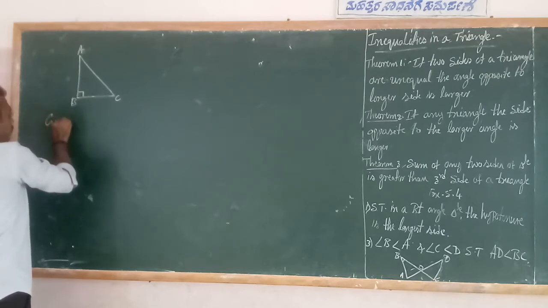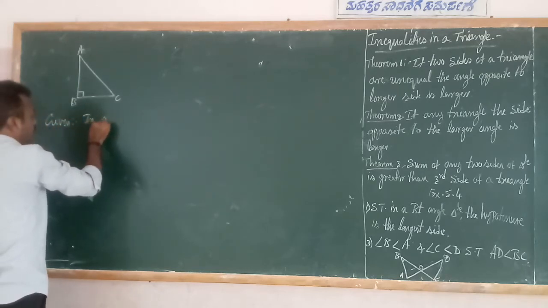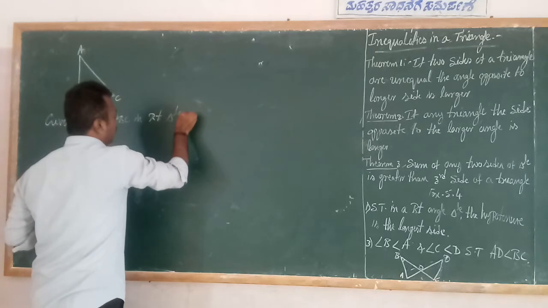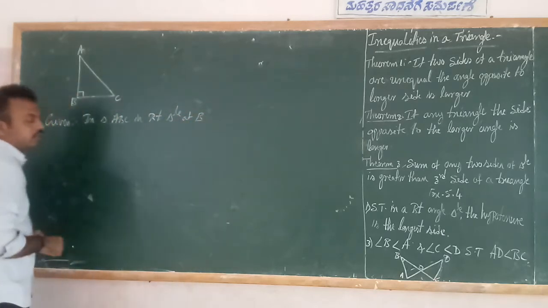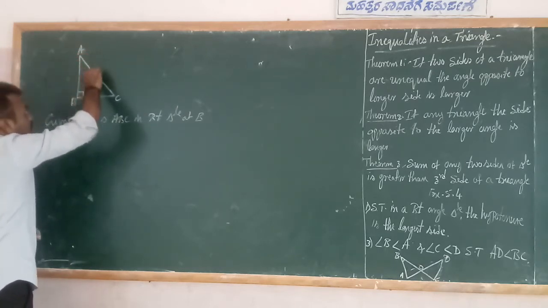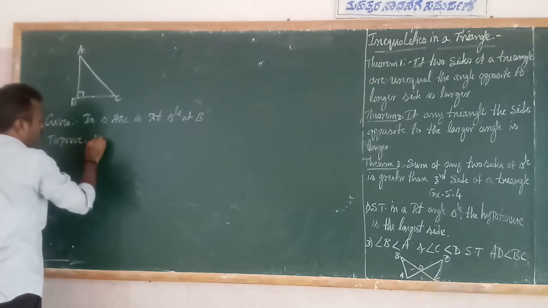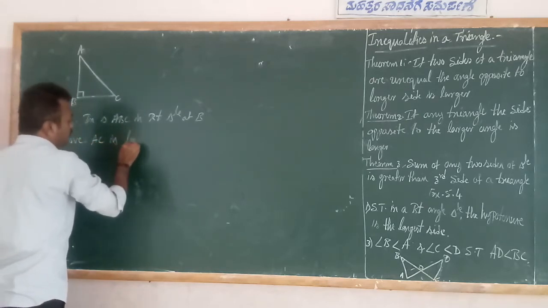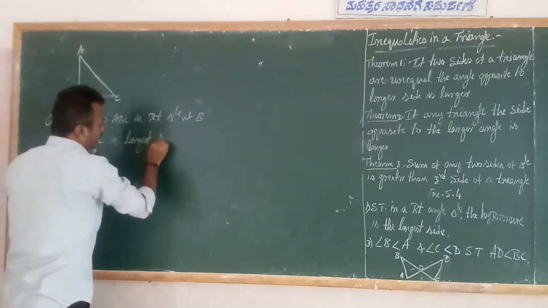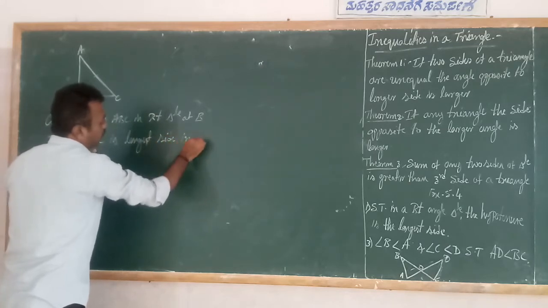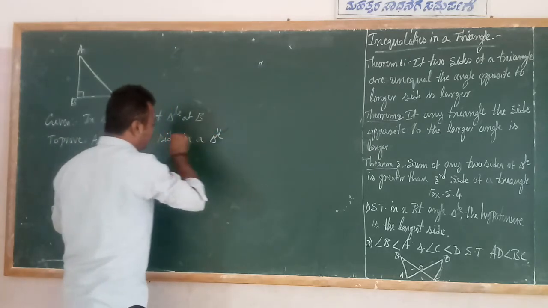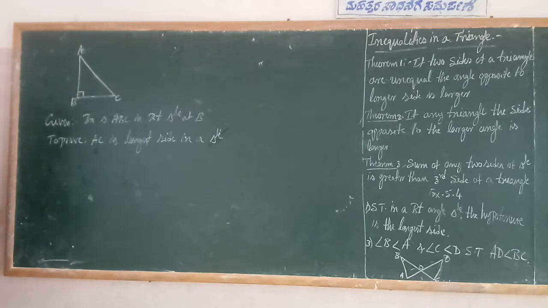So I will write given what? Triangle ABC is a right triangle at B, right angle at B. Then to prove, what we have to prove? AC is the longest side. AC is the hypotenuse, correct? Therefore, AC is the longest side in a right triangle. So now, proof.